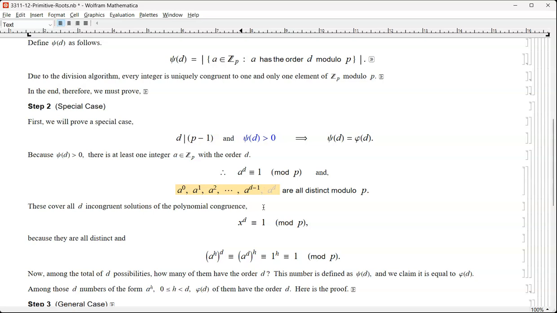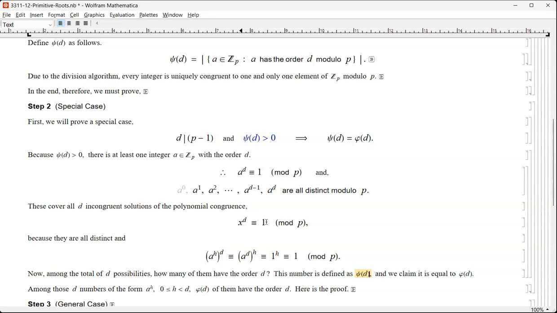So the final question here is, among those total of d possibilities, which completely cover from a to the 0 power up to a to the d minus 1 power, or equivalently, a to the first power to a to the d power. Either way it works out. Both are correct. How many of them have order d? That number is defined as c of d, and we're going to claim that it is equal to phi of d. Among them, how many have order precisely d?